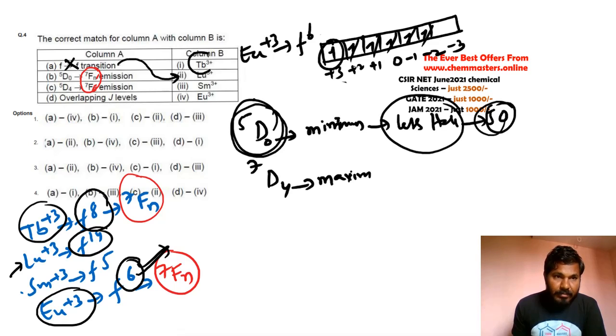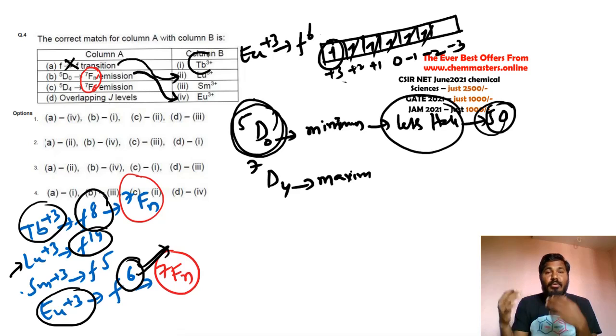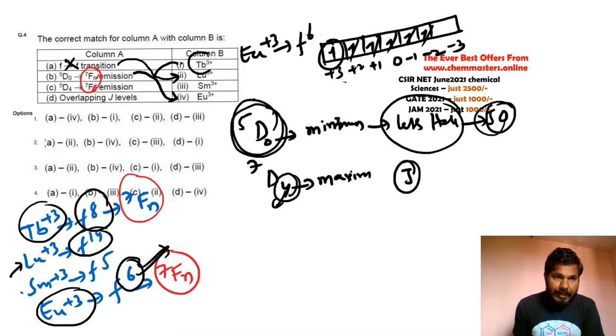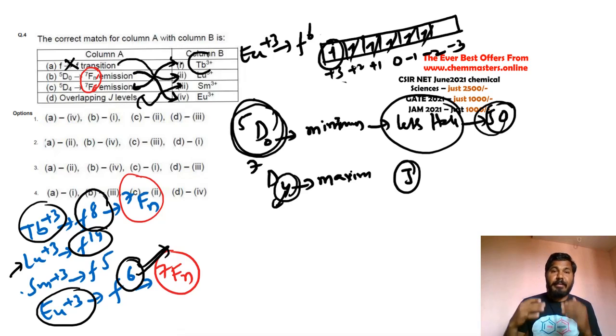So europium plus 3 combines with 5D0. For terbium plus 3, whenever the electronic configuration is more than half filled, the maximum J value is considered as the ground state. So among the given possibilities, the maximum J value is 4 in the given transition. So terbium is combined with this emission. Now simply for the summation, the overlapping of J values. Just check the correct combinations in the options, and from that you can find the correct answer. Okay, thank you very much.